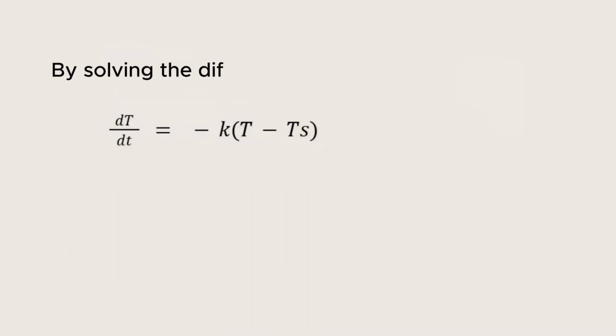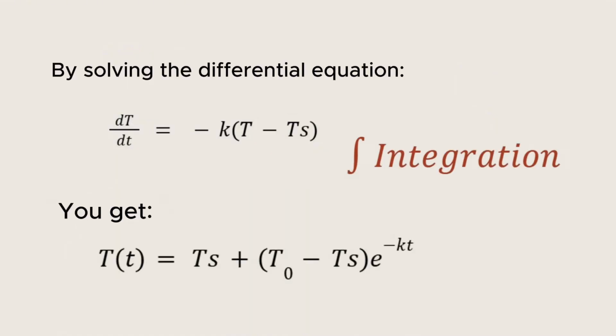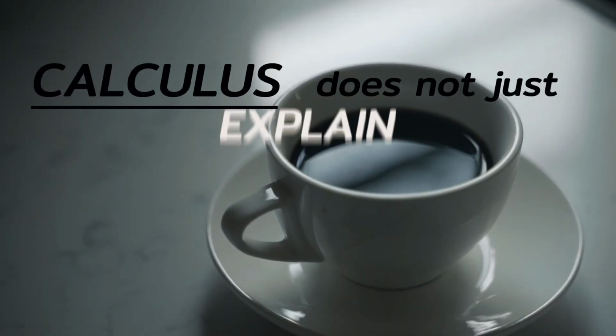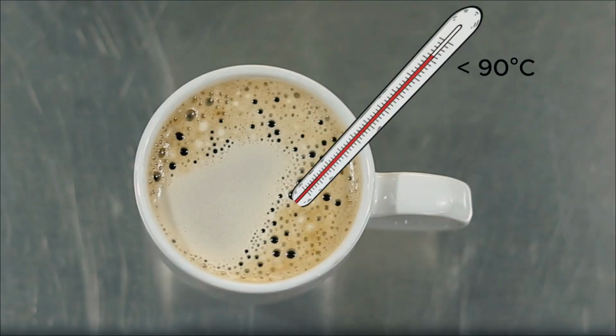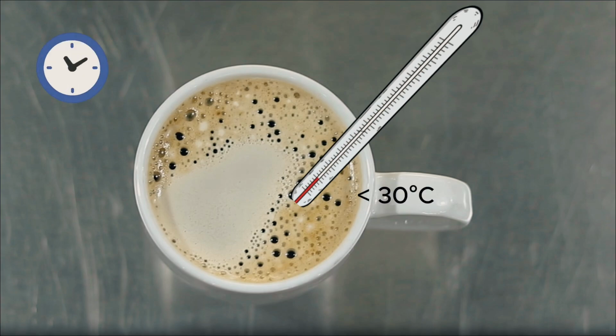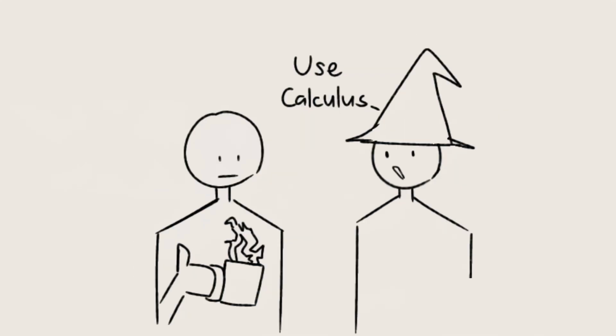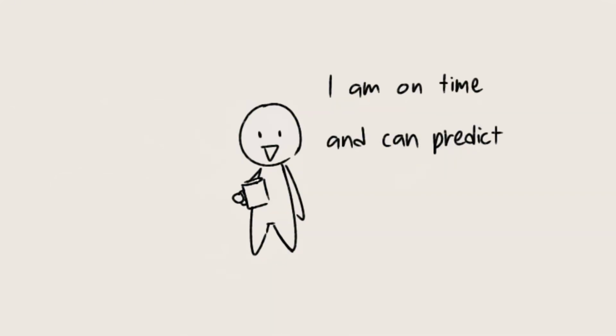By solving the differential equation using integration, we get this formula. It predicts the temperature of the coffee at any time. So calculus doesn't just explain why a coffee cools. It can actually calculate its exact temperature at any moment. And that's the power of calculus. It turns everyday moments, like waiting for coffee to cool, into something you can measure and predict.